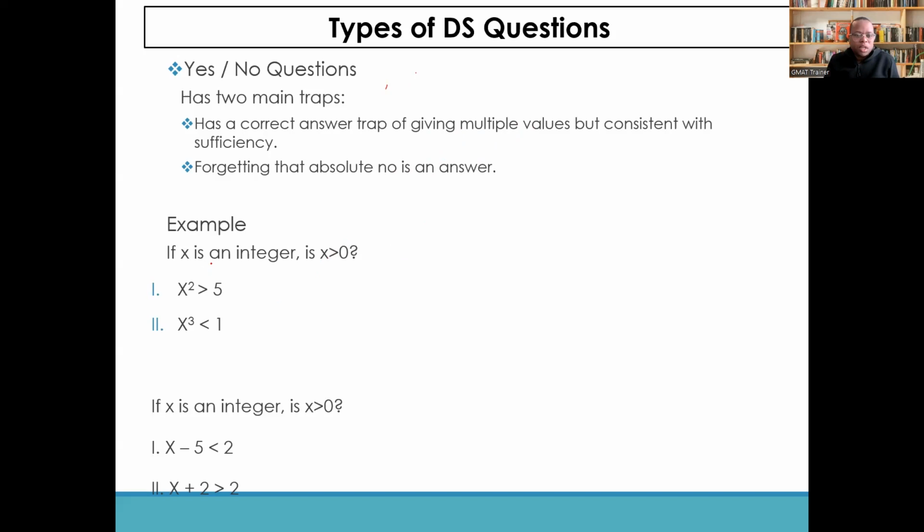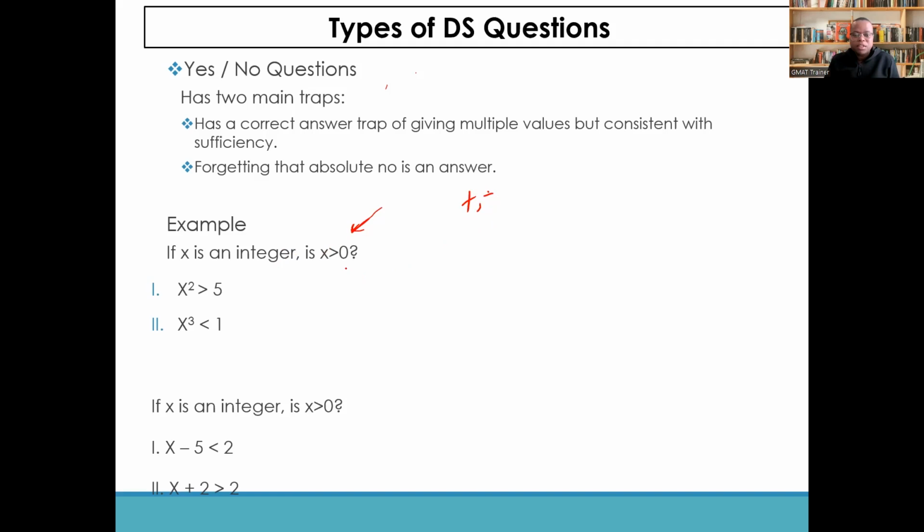If x is an integer, is x greater than 0? First of all, in our approach of breaking down, this is the question stem. Don't even look at the multiple choices or the statements first. First of all, analyze the question. If x is an integer, so x isn't a fraction and it's not a decimal. Integers can be positive or negative.